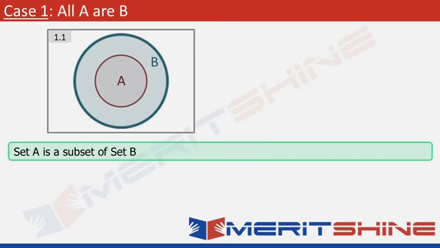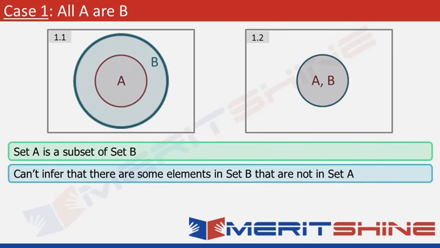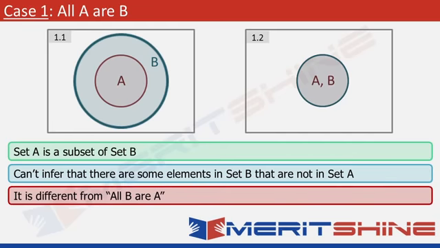But that's not all. There's another possibility. Look at this figure now. In this figure, A and B are shown to be equal. So this is A as well as B. So A is a subset of B but not a proper subset. So basically these are the 2 possibilities that are covered under all A are B. 1.1 in which B is the bigger set with at least one extra element and 1.2 in which A and B are equal. You also need to remember that all A are B is different from all B are A. In all B are A, B would be the bigger set as in figure 1.1 and A the smaller one.